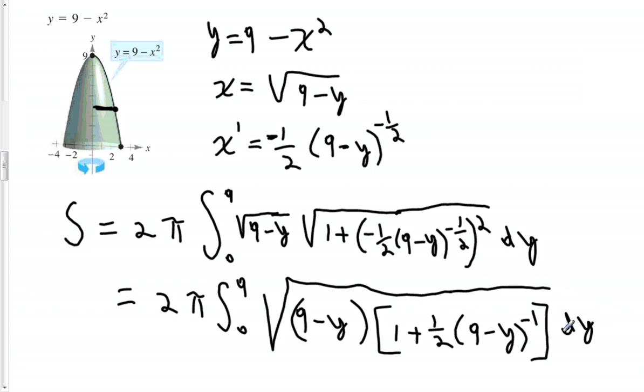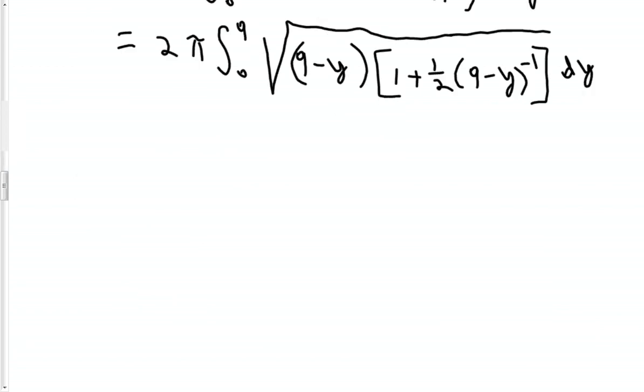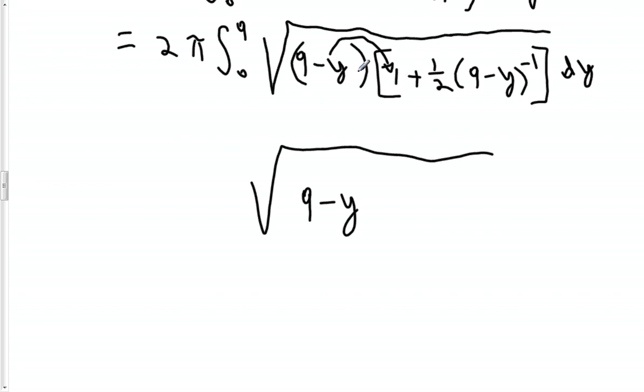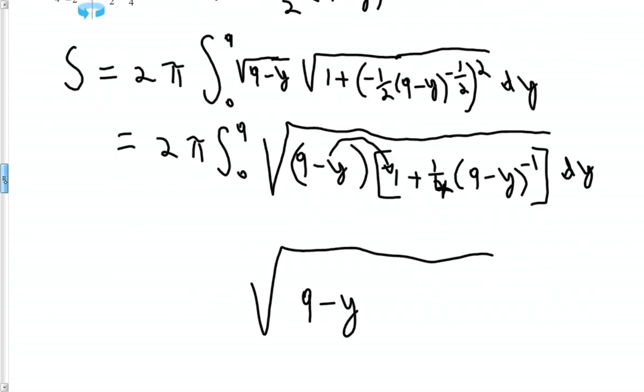And then we can go ahead and distribute. Now we can take this factor of 9 minus y and distribute. 9 minus y times 1 will give us 9 minus y. So we'll have the square root, we'll have 9 minus y times 1, and then we'll also have 9 minus y. Oops, when I squared this, I said 1/4, but I wrote 1 half. So this would be 1/4.